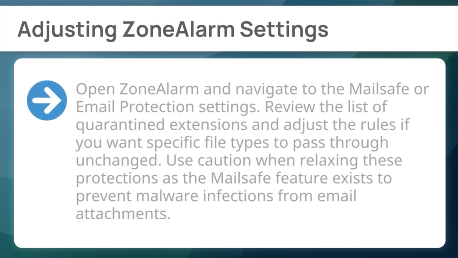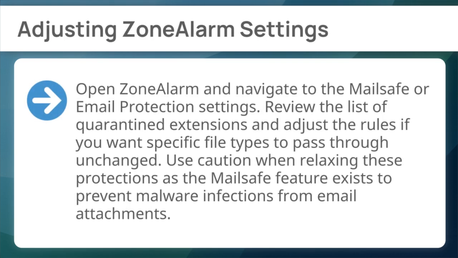Finally, adjusting ZoneAlarm settings. Open ZoneAlarm and navigate to the MailSafe or email protection settings. Review the list of quarantined extensions and adjust the rules if you want specific file types to pass through unchanged. Use caution when relaxing these protections, as the MailSafe feature exists to prevent malware infections from email attachments.